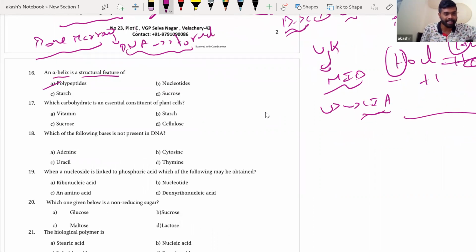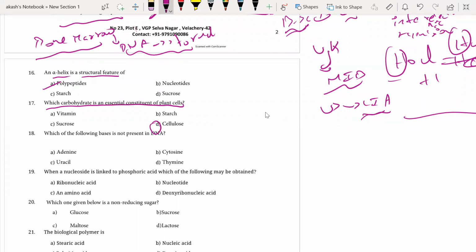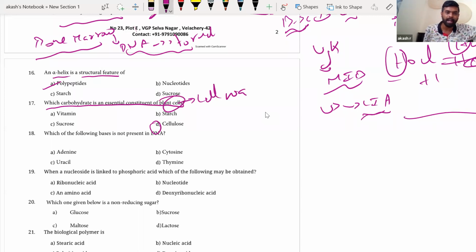Which carbohydrate is the essential constituent of a plant cell? What is the answer? Quick. Cellulose. Yes, cellulose. Now, a plant cell has a cell wall. An animal cell doesn't have a cell wall. Am I correct? Biology people, am I right? Plant cell has a cell wall, animal cell doesn't have a cell wall.